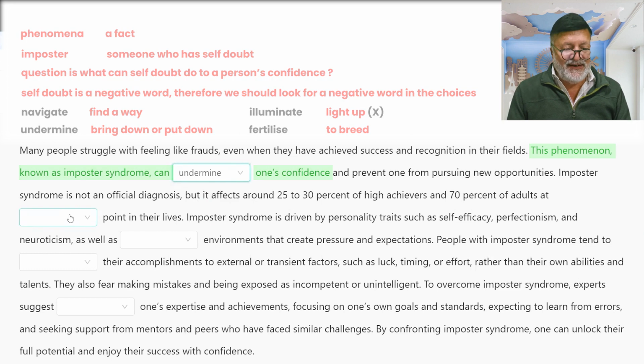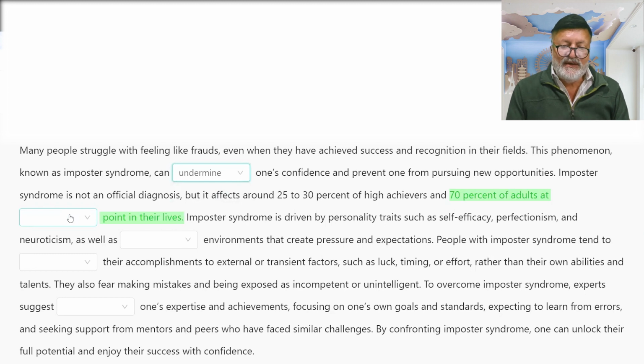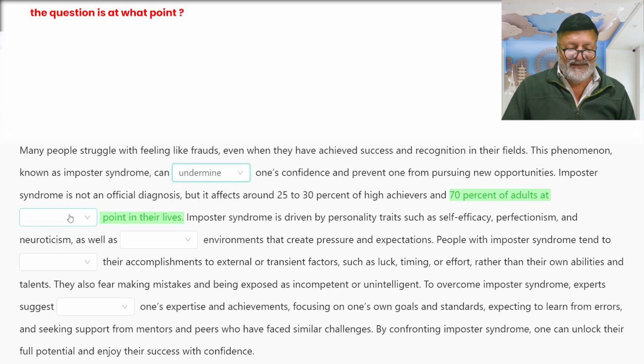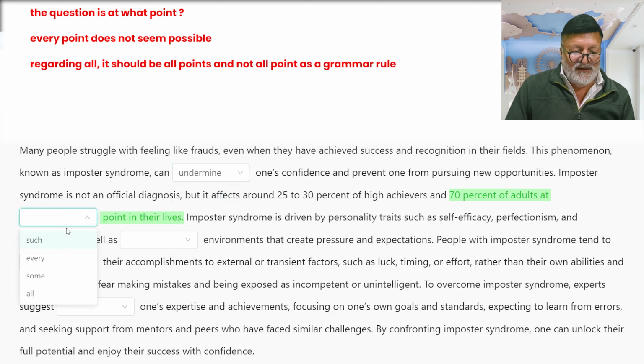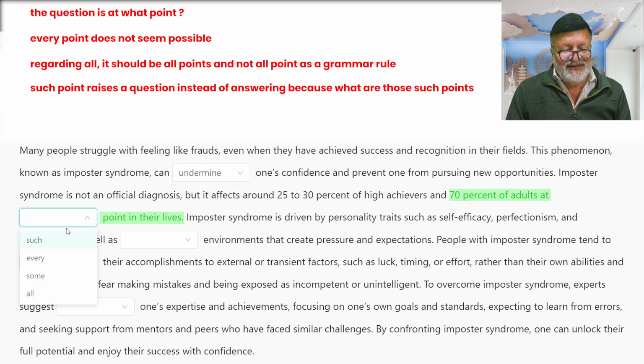Makes sense. In the second blank, we can start reading from 70% of adults at dash point in their lives. The question is at what point? The choices are such, every, some, and all. This one should be easy because at every point does not seem the right choice. Regarding all, it should be all points and not all point as a grammar rule. Such point raises a question instead of answering because what are those such points? Therefore, some point is the right answer.